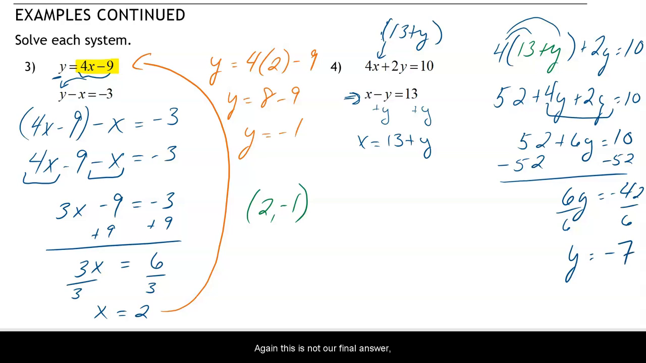Again, this is not our final answer, this is only part of our answer. We now need to go back and plug in and find out what x is. I'm going to go back to that equation that has the x equals, so I can just plug y in, or negative 7 in, for that y. That would give me x equals 13 plus negative 7. And 13 plus negative 7 would be 6. So the ordered pair for number 4 would be 6, negative 7.